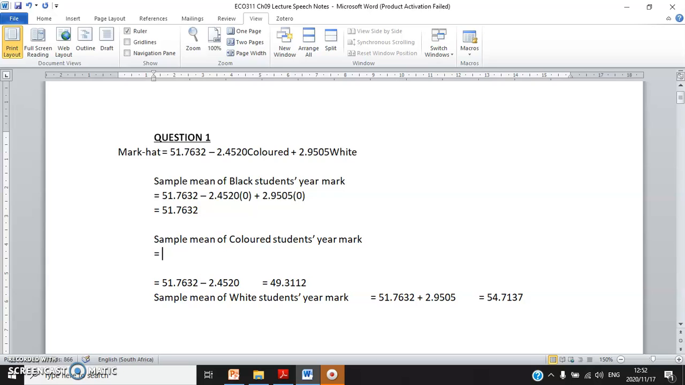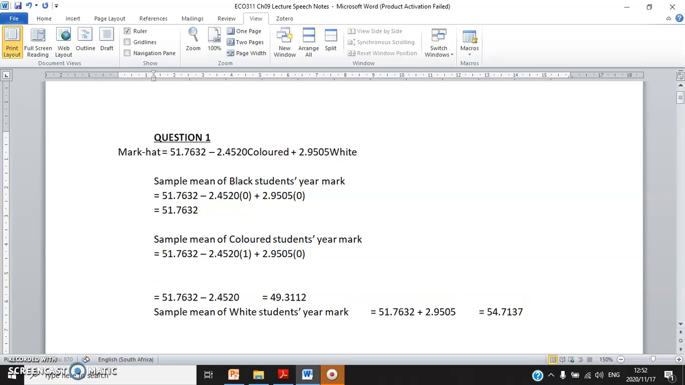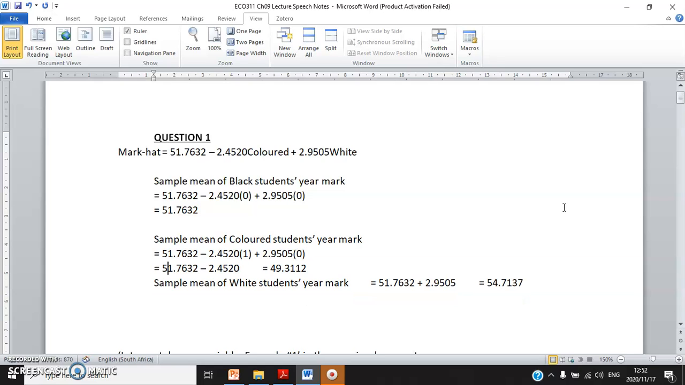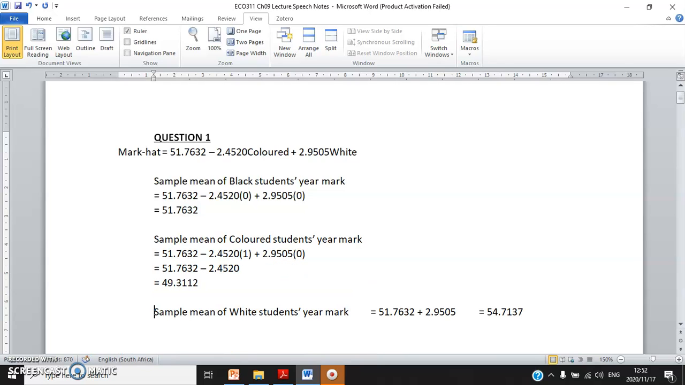And then similarly for the colored student, here. This is the detailed explanation. In fact, you have to show this detailed explanation. Okay. Then the colored dummy indeed equals 1, and the white dummy is 0. That explains why you have 51.7632 minus 2.4520. So the sample mean of the marks for the colored students is actually lower compared with the blacks. Actually a fail on average, 49 point something.